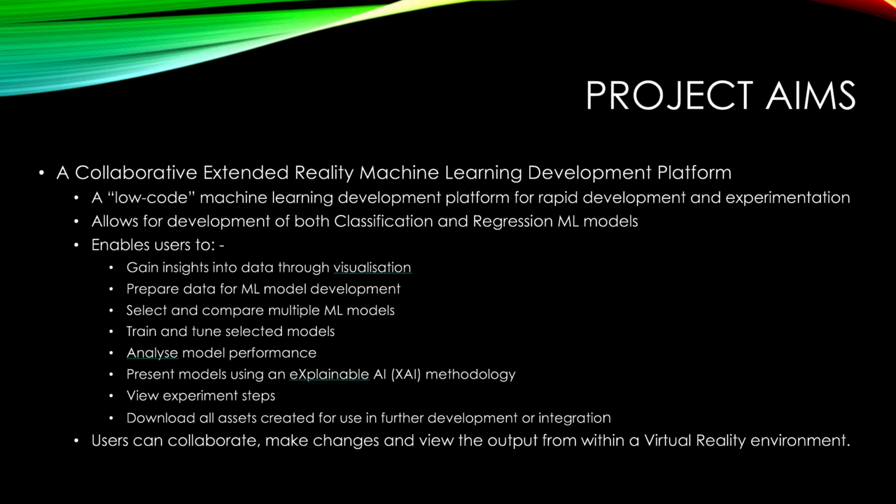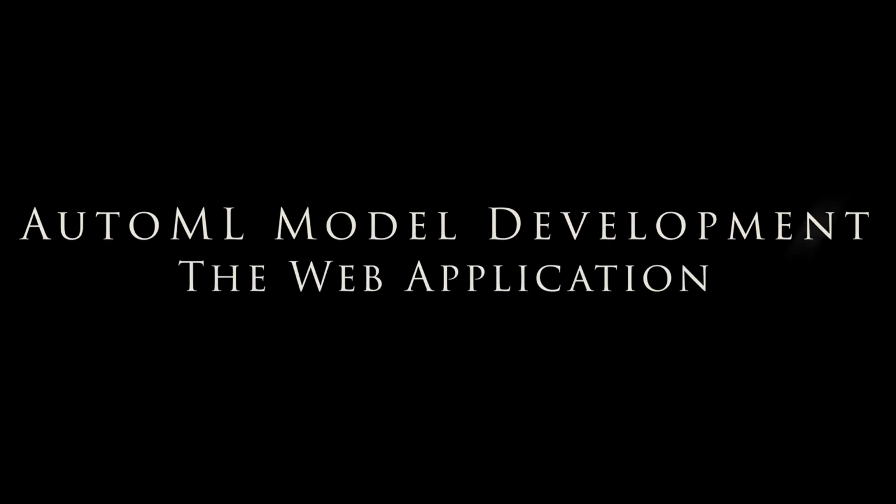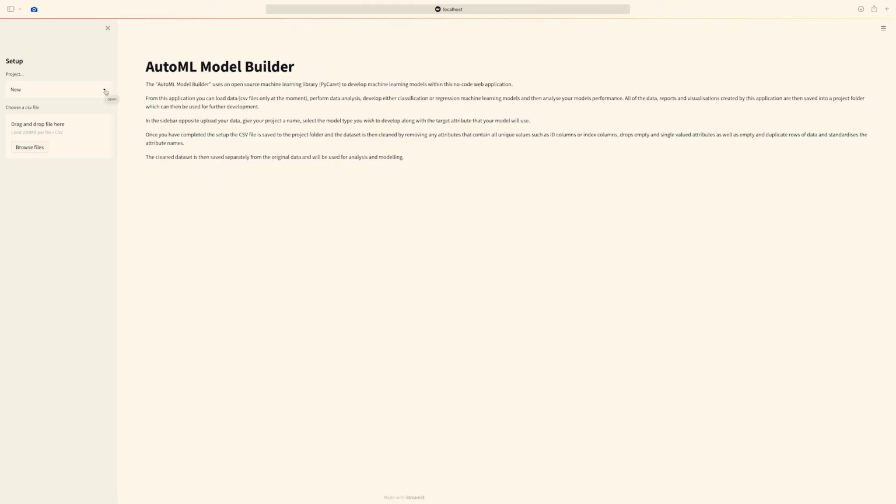The first part of the solution is a machine learning model low-code development web application that enables the user to upload a dataset, select the model type, either classification or regression, and then takes them through the stages of data analysis, model development, and explainable AI. In the rest of this video, we are going to look at an existing project developed using the application for a classification model that predicts mortality caused by heart failure.